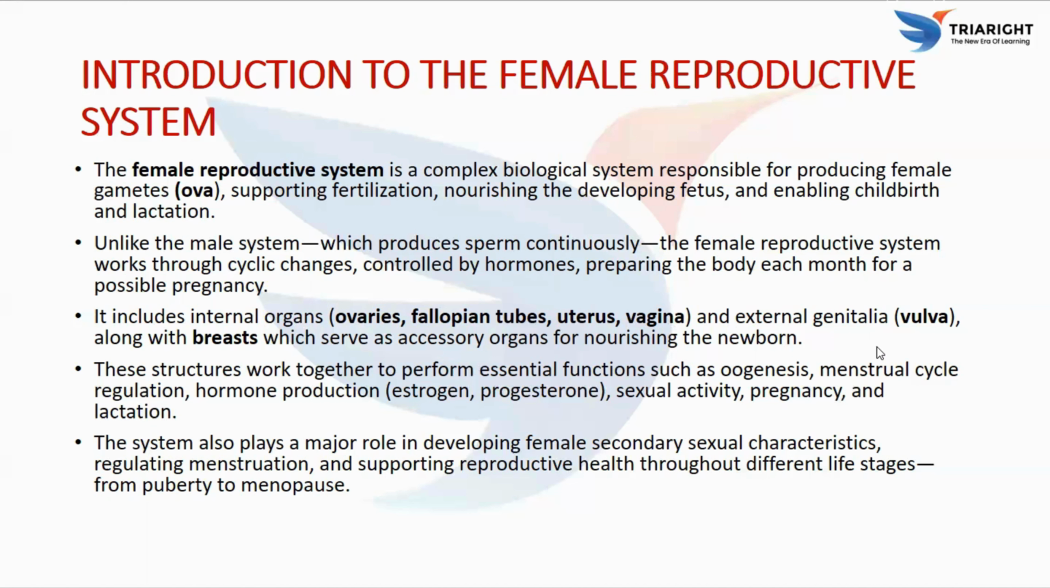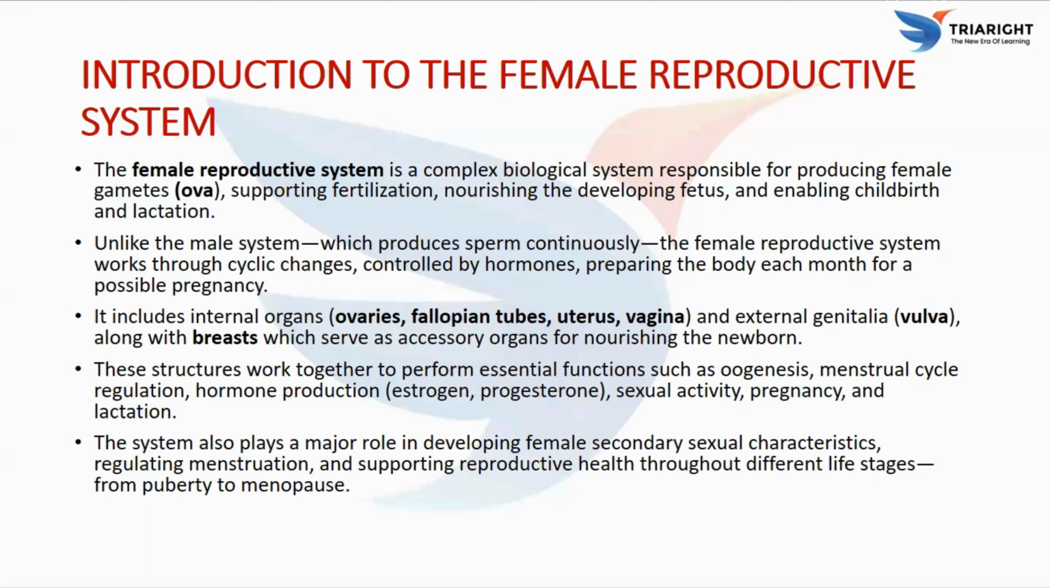So what are the external organs of the female reproductive system? The vulva, which includes the labia majora and labia minora, the clitoris and the vaginal opening. These protect the internal organs and help in sexual activity.